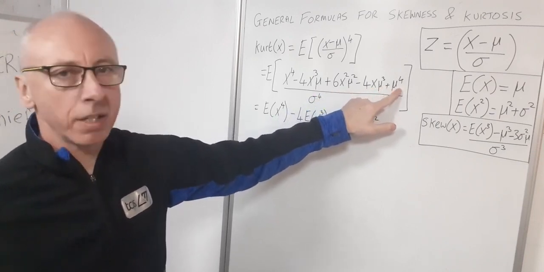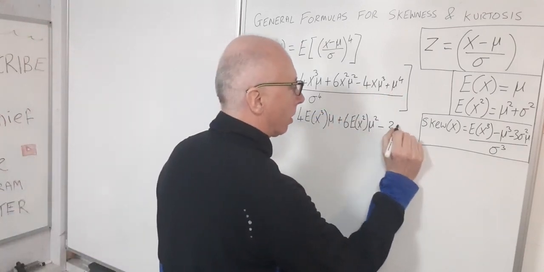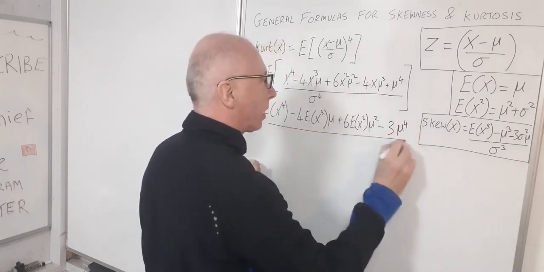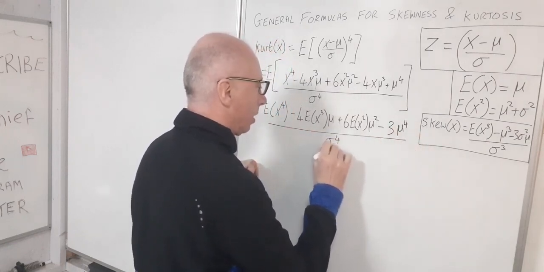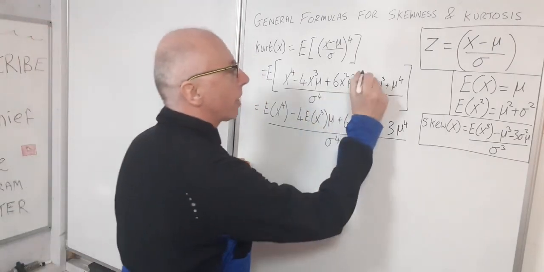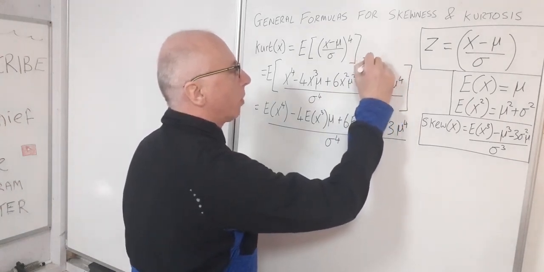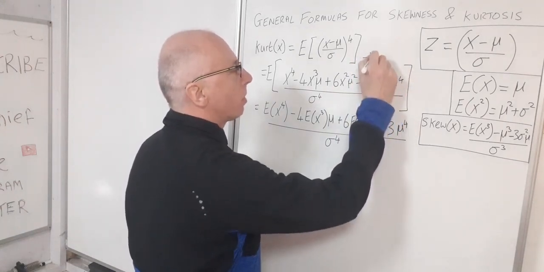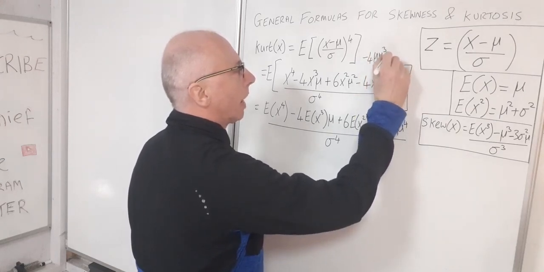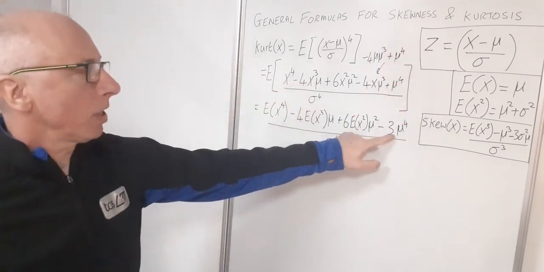So that's going to give us minus 3 mu to the 4 with these two terms. So that would take care of that one straight away. And then we can divide this by sigma to the power of 4. So, okay, let me just write these ones up here just to show what we got for this. So minus 4 times mu times mu cubed, and then plus mu to the 4. So that's how we got minus 3 mu to the 4.